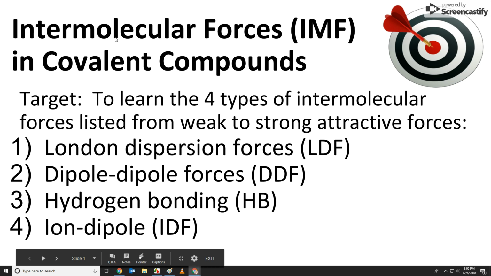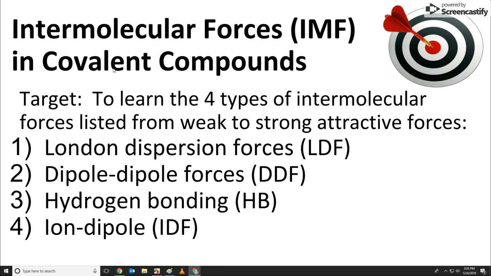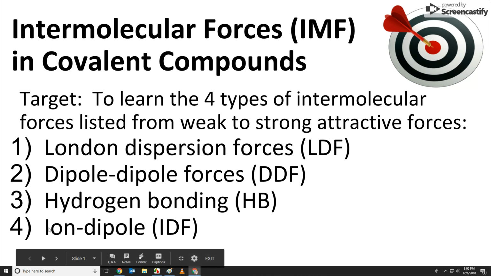Today we're talking about intermolecular forces, IMF forces, in covalent compounds. There are 4 types, and we will go from the weakest to the strongest attractive forces. Starting off with London dispersion force, which is LDF, then dipole-dipole force, DDF, and then hydrogen bonding, HB, and last, strongest, ion-dipole force, IDF.